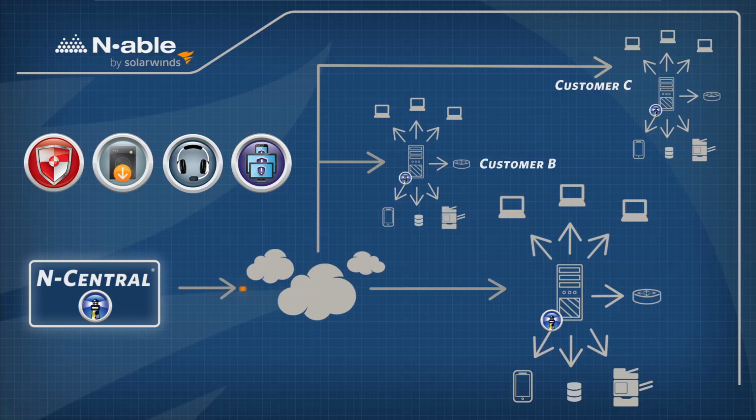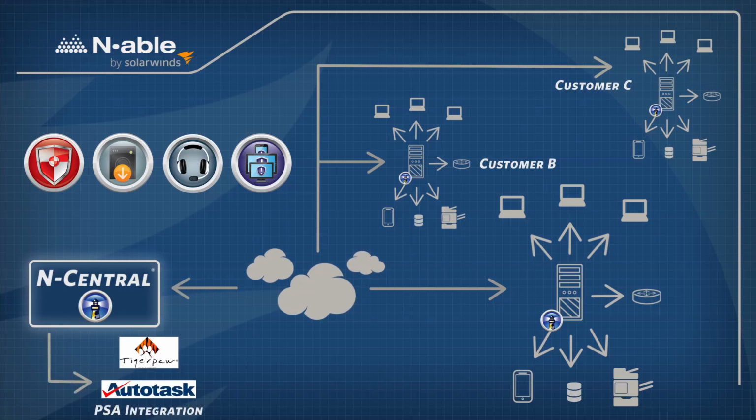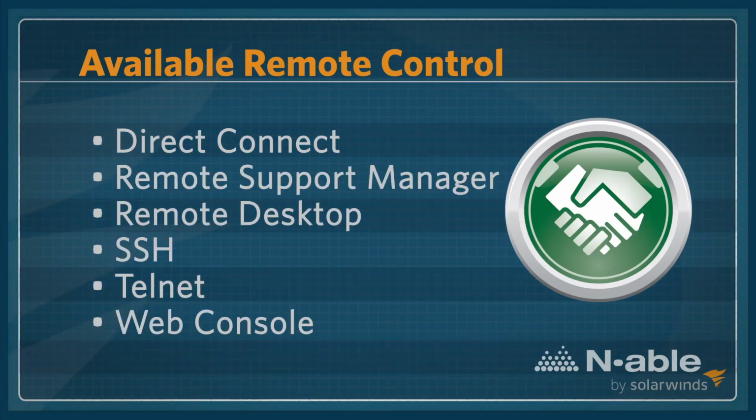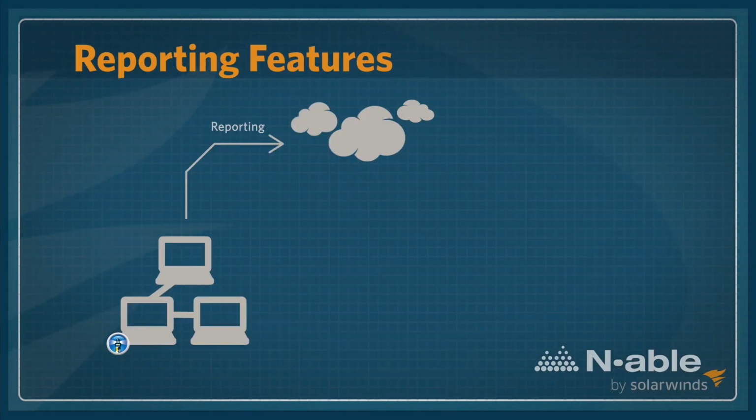N-central has the capability to integrate with leading PSA or ticketing tools to automatically create tickets, export device asset information, generate billable items, plus much more. There are many forms of remote control built right into N-central, ranging from Microsoft Remote Desktop to screen sharing, and much more. Part of the N-central core platform is reporting.